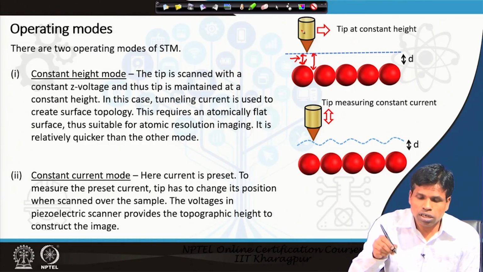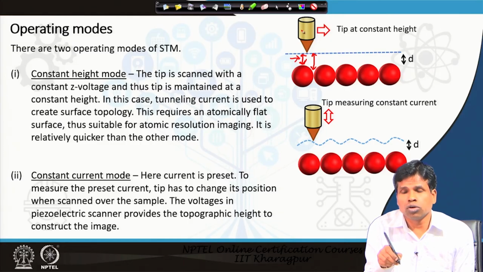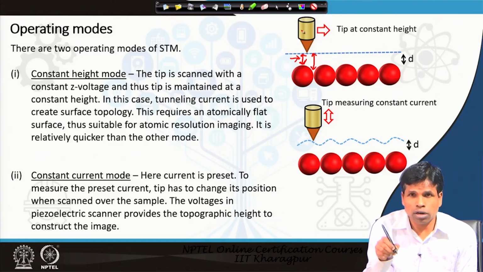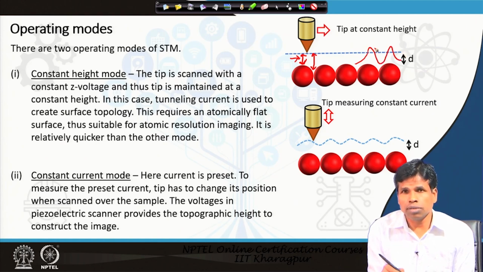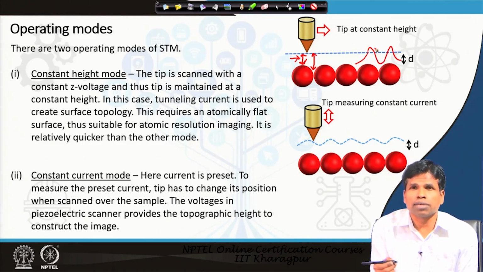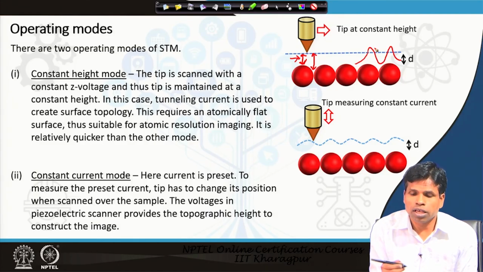So, the advantage is that we can do scanning very quickly, but it also has a disadvantage: if the sample is very rough, then the tip may crash. Once the tip crashes, artifacts will be generated, the tip shape will be distorted and artifacts will form. So, this type of study can be done for an atomically smooth sample. If we know already that the sample is very smooth, then we can use this mode.